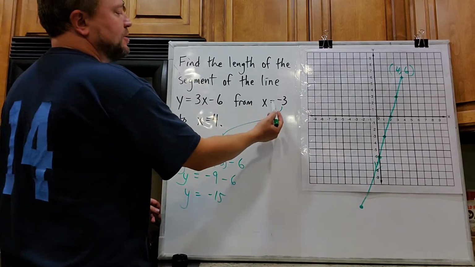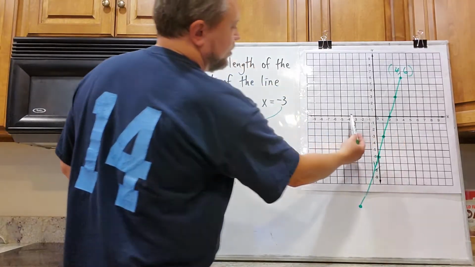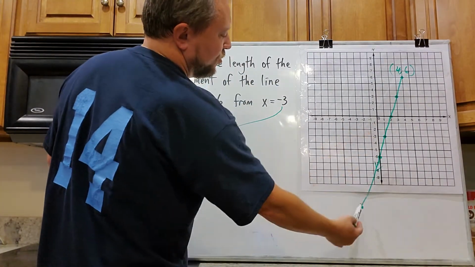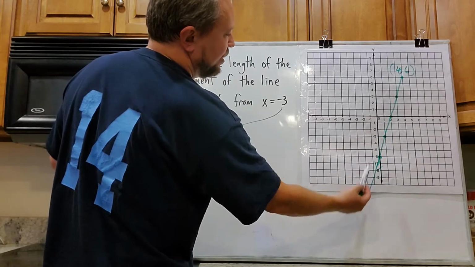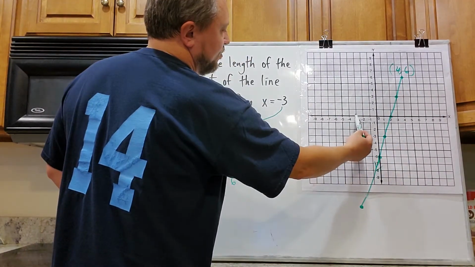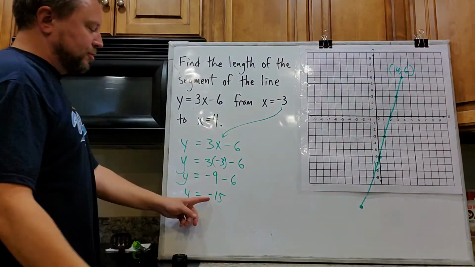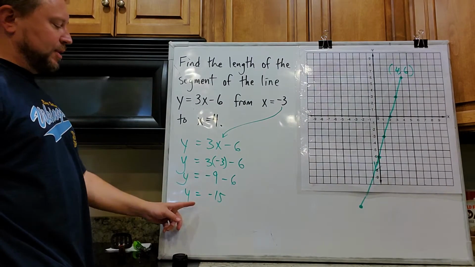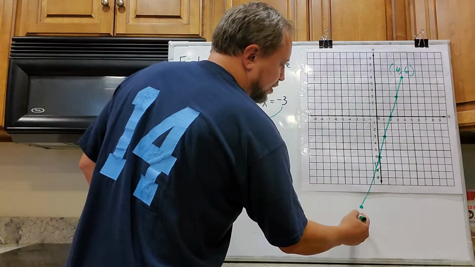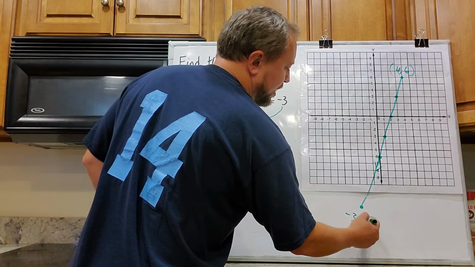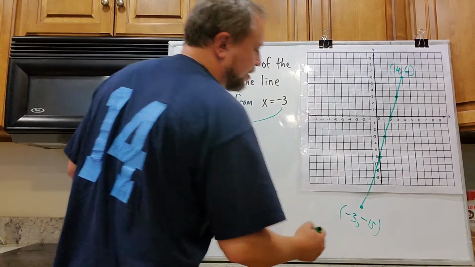So when x is negative 3, we're finding the coordinates right now, this point down here, see? When x was negative 3, this went clear down here to negative 15. There's your y value. So there's your coordinates. This one is negative 3, negative 15.